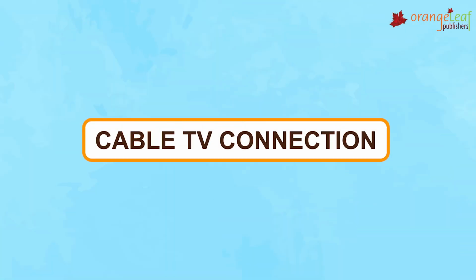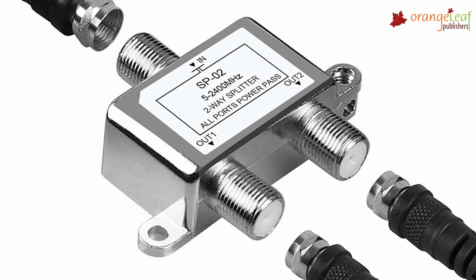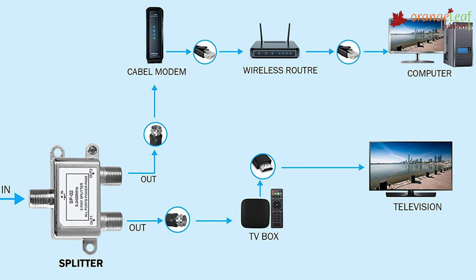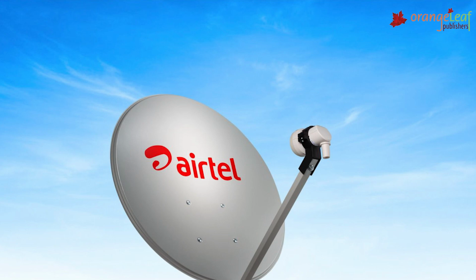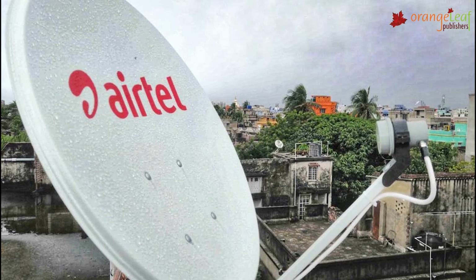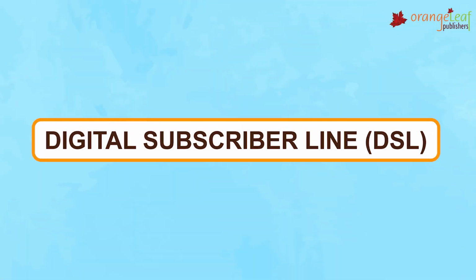Cable TV connection. It is provided through cable TV lines. It uses a cable modem that provides fast internet access. Satellite connection. A satellite dish is installed to connect to the satellite in areas where the facility of broadband connection is unavailable. Digital subscriber line, DSL.